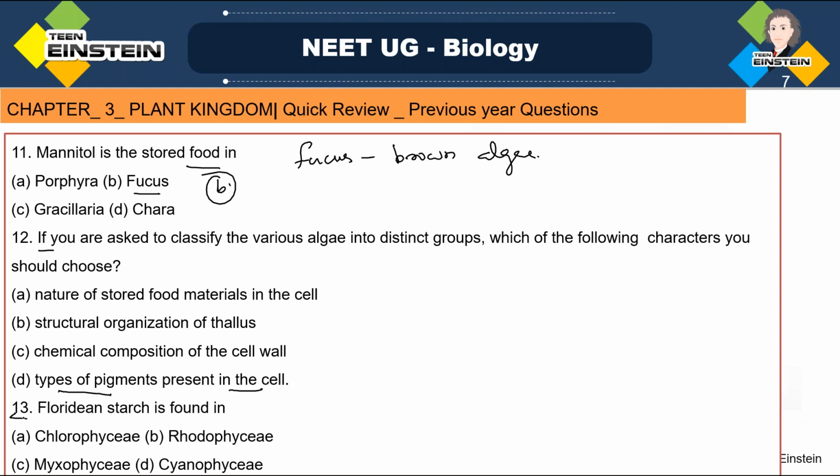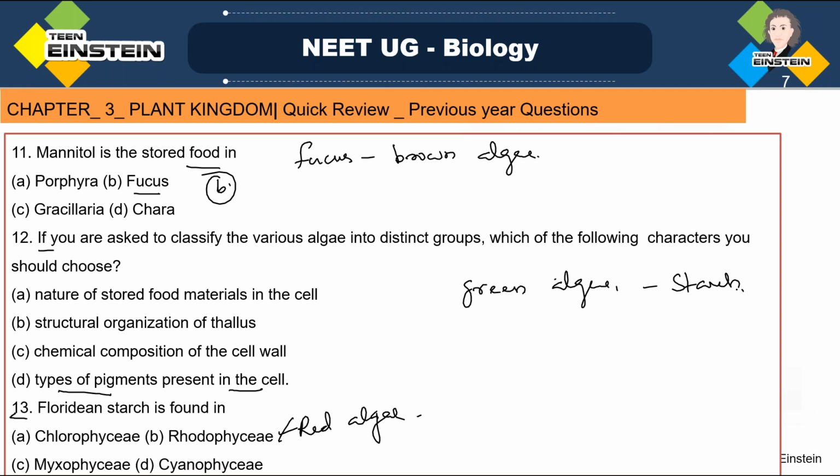Here, Floridian starch is found in option A, chlorophyceae, option B, rhodophyceae, option C, myxophyceae, and option D, cyanophyceae. Right. So Floridian starch is the reserve food in red algae, or rhodophyceae. What about green algae? In green algae, the reserve food is starch.